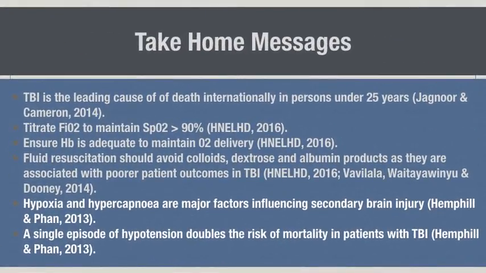In conclusion, the take-home messages from this presentation are: traumatic brain injury is the leading cause of death internationally in persons under 25 years. Titrate FiO2 to maintain oxygen saturations greater than 90%. Ensure hemoglobin is adequate to maintain oxygen delivery. Fluid resuscitation should avoid colloids, dextrose and albumin products as they're associated with poorer patient outcomes in traumatic brain injury. Hypoxia and hypercapnia are major factors influencing secondary brain injury. A single episode of hypotension doubles the risk of a patient's mortality in traumatic brain injury.